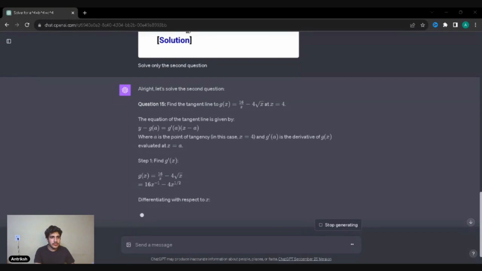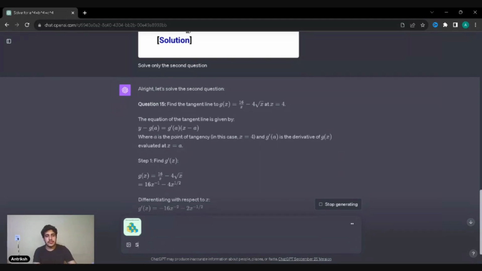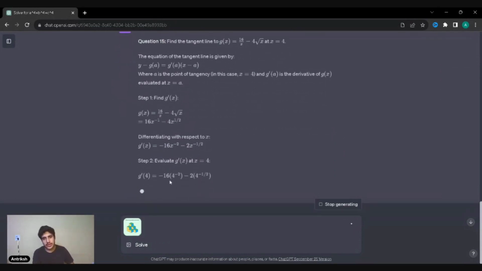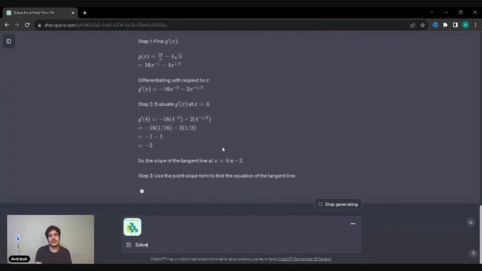Then we're going to go to riddle 1, right? Riddle 1, solve. Basically, it has done this one. Now it's going to put x equal to 4, and it has basically done it. So minus 16 into 1 upon 16, stuff like that, right? So minus 2 into 1 upon 2, minus 1, minus 2, right? So it has basically done that.